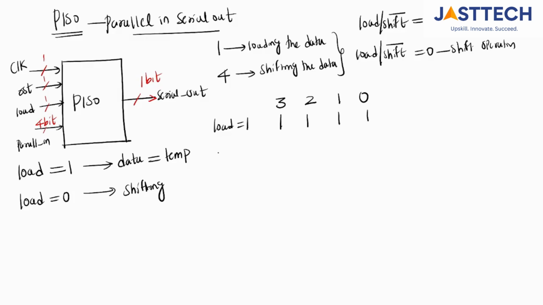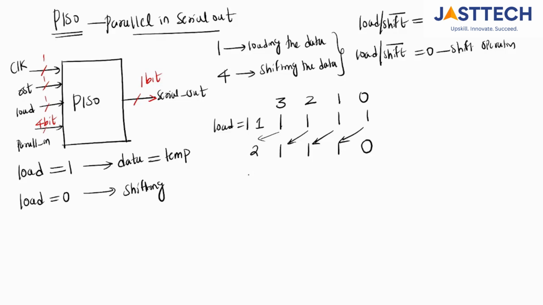After that, this is the first clock pulse. At the second clock pulse you are shifting the data. This will go, and this will come here, and this one will come here, and this one will come here. You are doing a left shift operation. Whatever the vacant position is there, that will be loaded with 0.